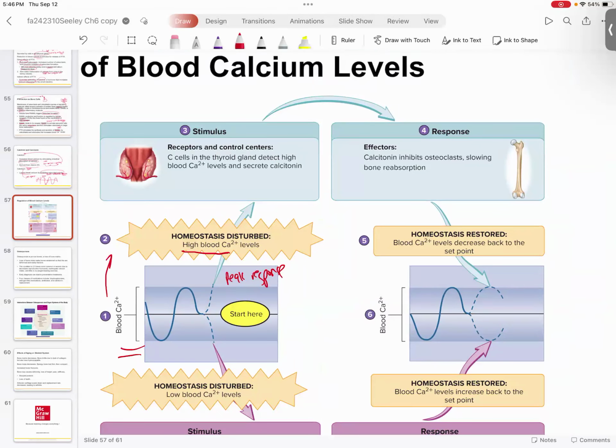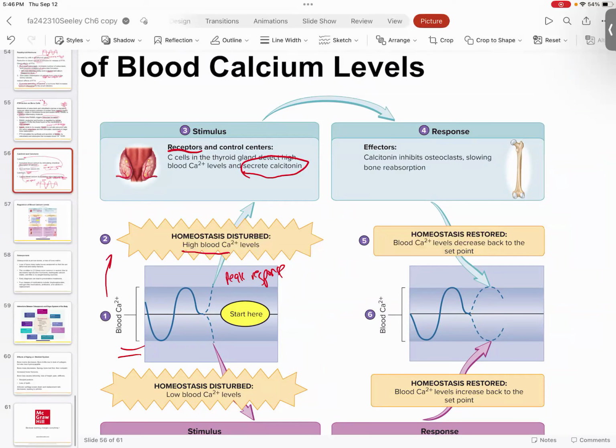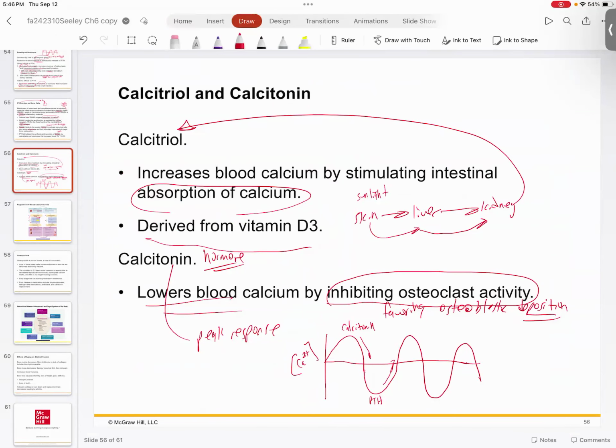So as you have high calcium, basically receptors in your control centers will detect the high blood calcium, and they will secrete calcitonin. So actually calcitonin is being secreted by the thyroid, and that's actually an important point. Let me just make sure I make that point. So this is secreted by cells in your thyroid gland. So parathyroid hormone, which is also on the thyroid gland, is being produced by the parathyroid cells, and calcitonin is being produced by the thyroid cells. And so that's an important thing.